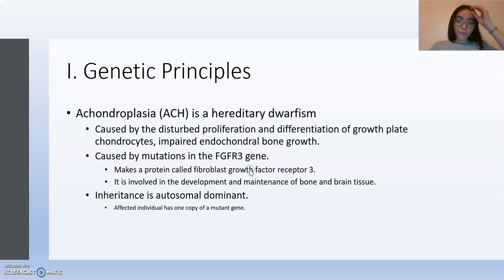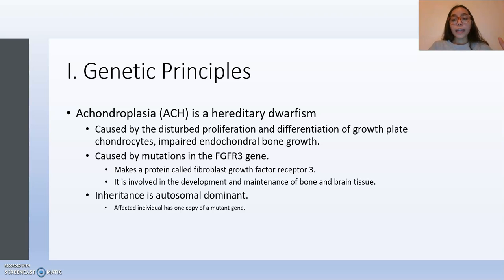So let's get started. We'll be starting with the genetic principles. Achondroplasia, which is also known as ACH, is a hereditary dwarfism, and that is caused by the disturbed proliferation and differentiation of growth plate chondrocytes, followed by the impaired endochondral bone growth. And chondrocytes are the healthy cells found in cartilage.